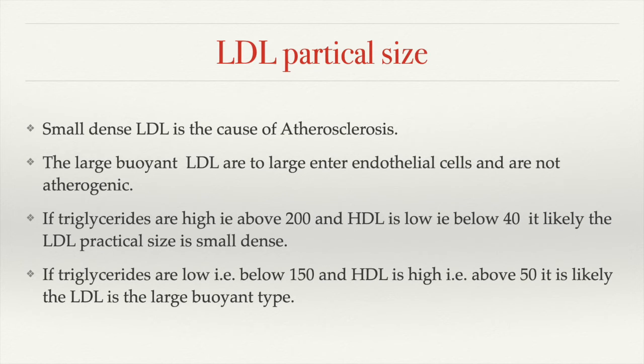The LDL particle size is important. The small, dense LDL particles are what cause the atherosclerosis. A large, buoyant LDL is too large to enter the endothelial cells and is not atherogenic. If triglycerides are high, i.e. above 200, and HDL is low, i.e. below 40, it is likely that the LDL particle size is small. If the triglycerides are low, below 150, and the HDL is high, which is above 50, it is likely that the LDL particle size is the large, buoyant type.